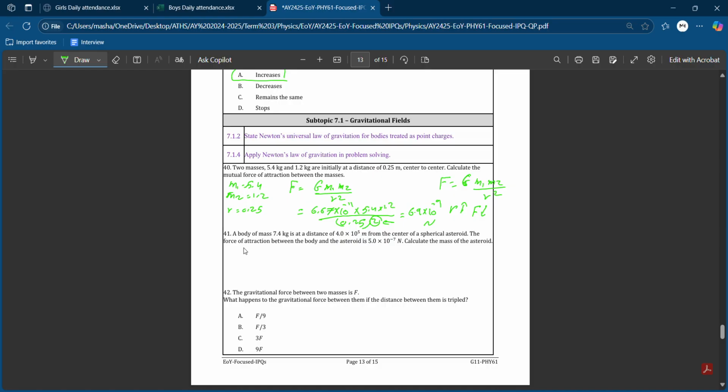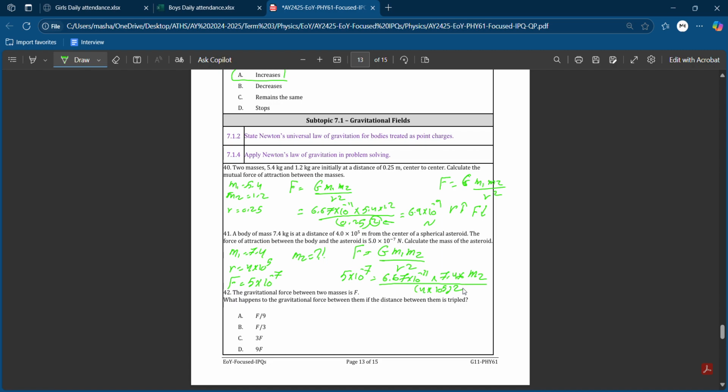Question 41, a body of mass 7.4. He gave us the distance from the center of a spherical asteroid. He gave me the force, which is 5 times 10 to the power negative 7, to calculate mass 2. So again, F equals G m1 m2 over R squared. F, which is 5 times 10 to the power negative 7, equals G multiplied by 7.4 multiplied by mass 2 over R, which is 4 times 10 to the power 4, squared.